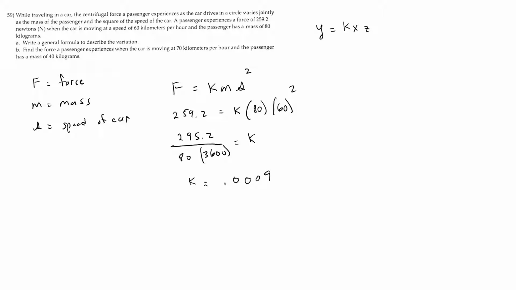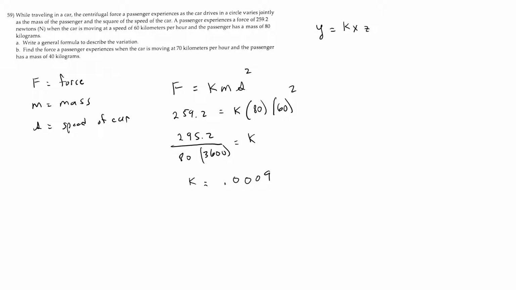I'm just going to check that. If I take 0.0009, which is my value of k, and I multiply that by 80, and I multiply that by 60 squared, I get 259.2, which is what I wanted. All right, so that's the correct value of k.